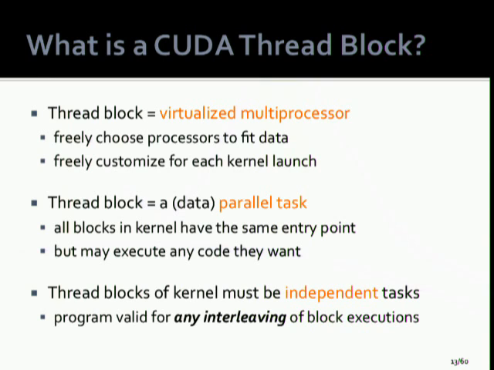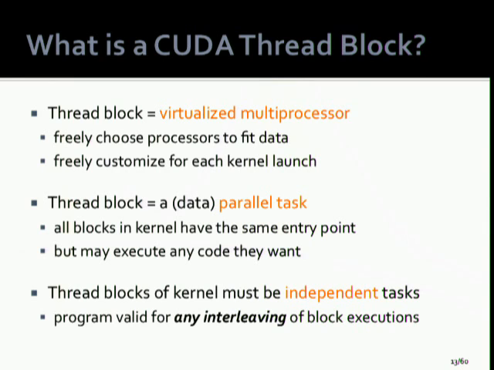I showed you the die shot, and there were 16 cores on it. Each of those 16 cores can be doing different things. It's no problem. So you can think of a thread block as a data parallel task. However, they have to be independent tasks. Like I said, you can't synchronize thread blocks, modulo some weird caveats. But the best way to think about it is that they're completely independent. You can't synchronize them, and your program has to be valid for any interleaving of block executions.